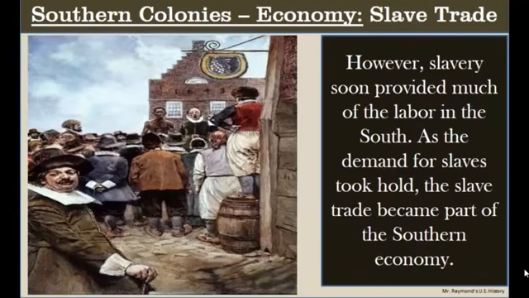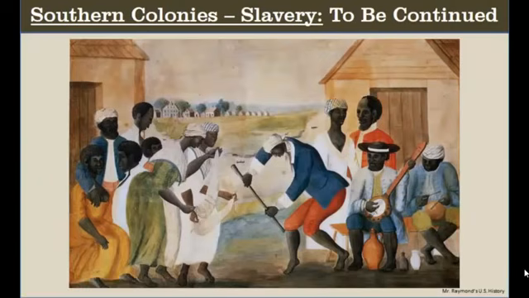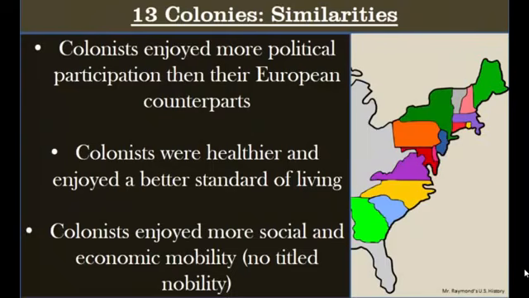As demand for slave labor took hold, the slave trade became part of the Southern economy, especially in Charleston, South Carolina. We will be talking about the terrible legacy of slavery later this year and the division it created between what would become the northern and southern states, culminating with the Civil War, the deadliest war in U.S. history.